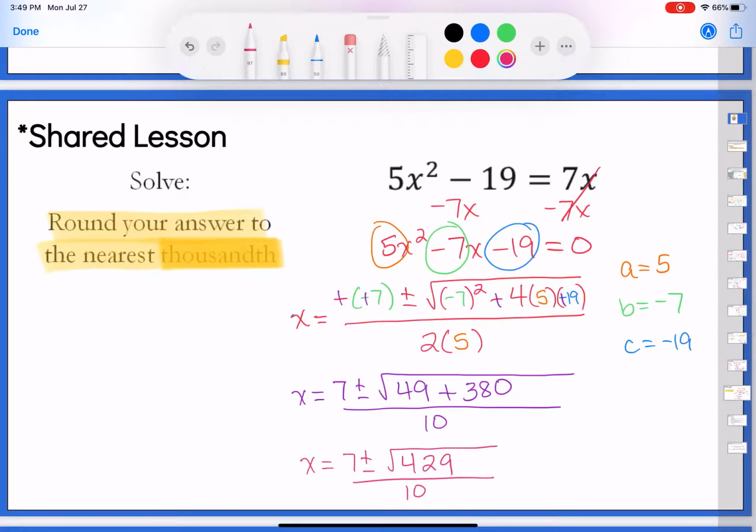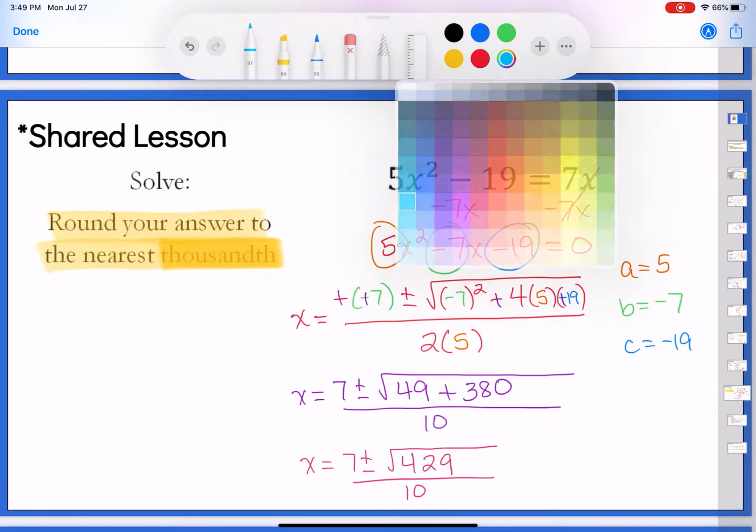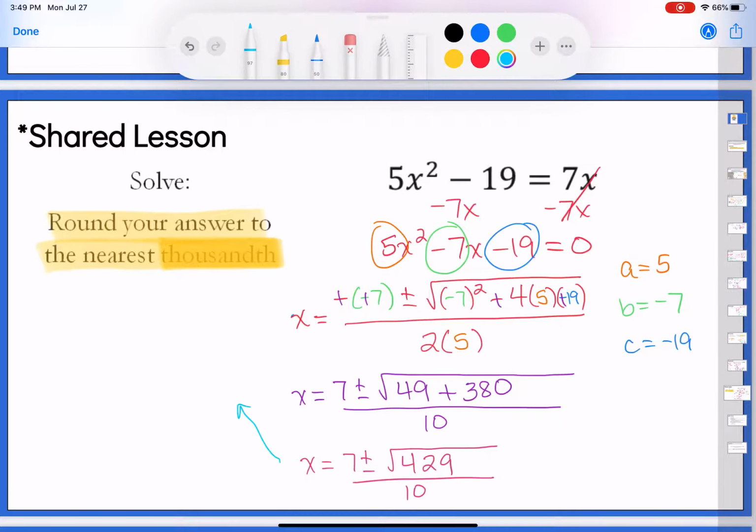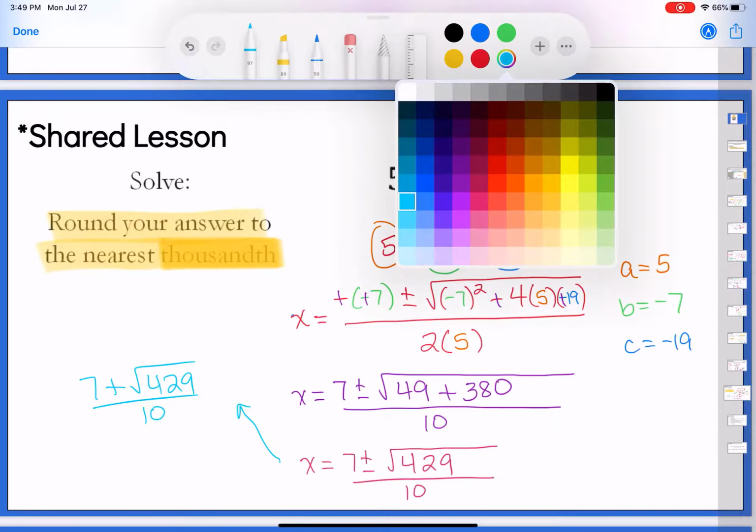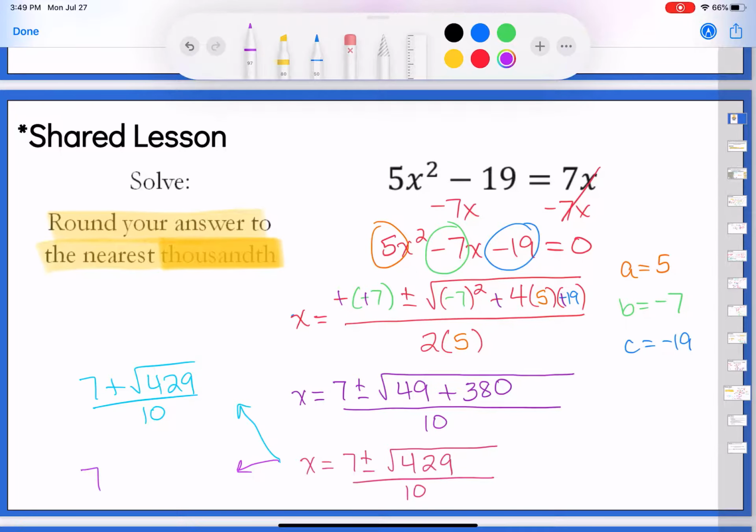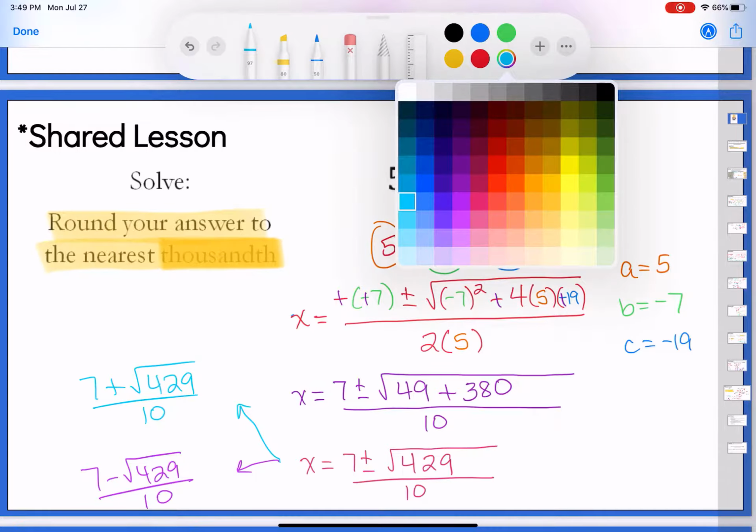I'm just going to split it up. So I now have 2 possibilities. I'm just moving one direction and then the other. One possibility where I have 7 plus the square root of 429 over 10, and a second possibility where I have 7 minus the square root of 429 over 10. So I'm going to get my calculator and type both of those in.